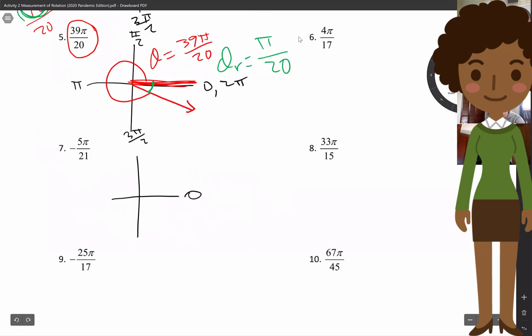So here's 0. This is going to be negative pi over 2. This is going to be negative pi, and now I'm going clockwise. This will be a negative 3 pi over 2. And then finally, I'm at negative 2 pi again. Do we understand that right there, guys? Okay.